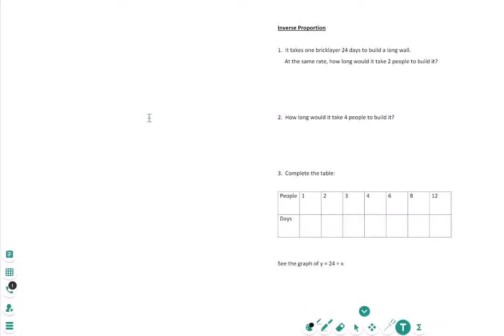Hi, this is a question about inverse proportion. It takes one bricklayer 24 days to build a long wall. At the same rate, how long would it take two people to build it? Well, I reckon it would take 12 days, because 24 divided by 2 equals 12 days.